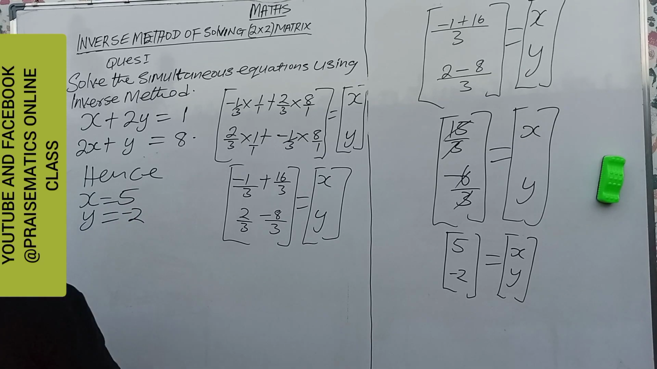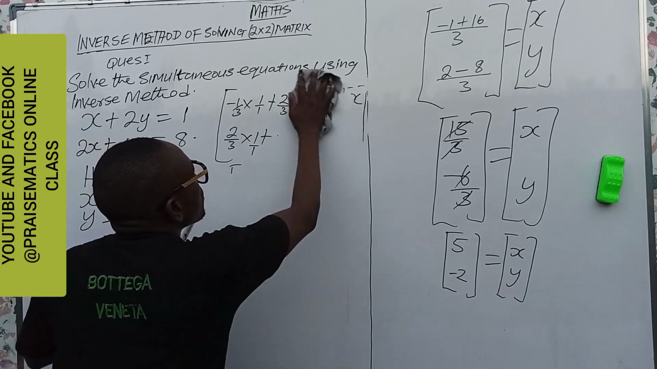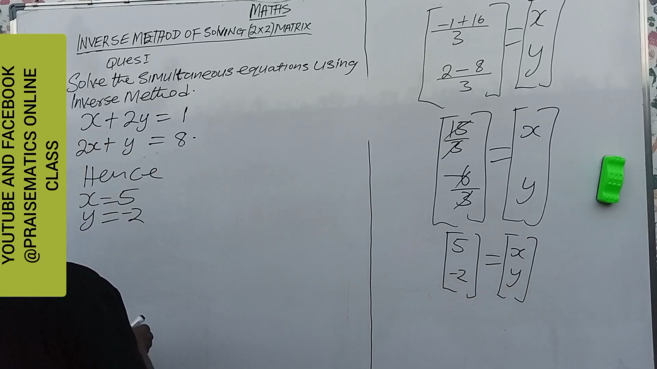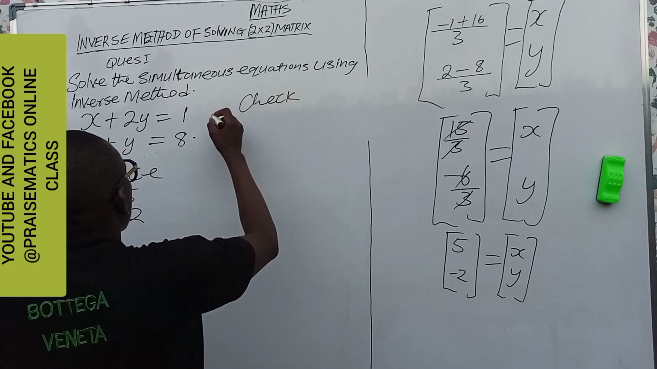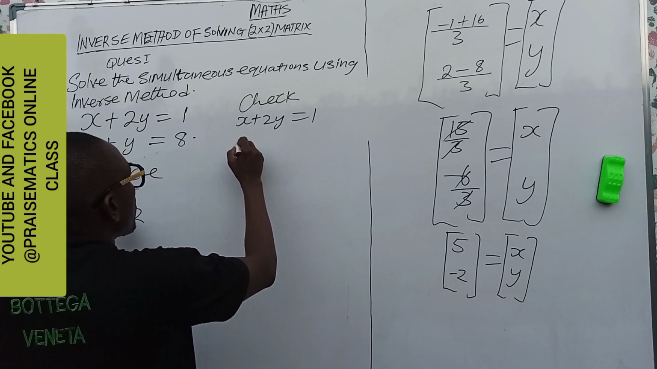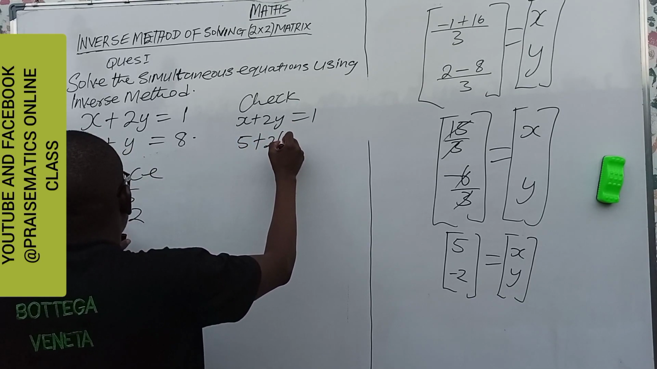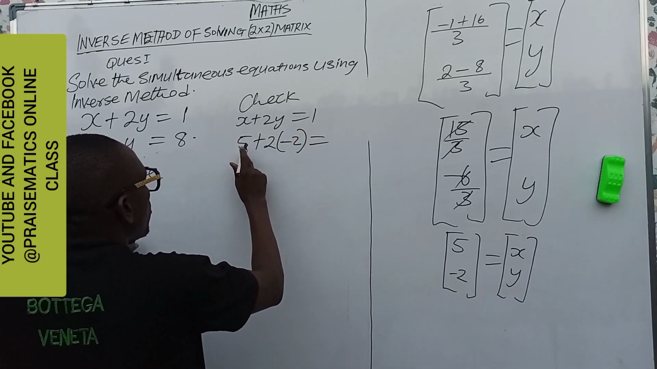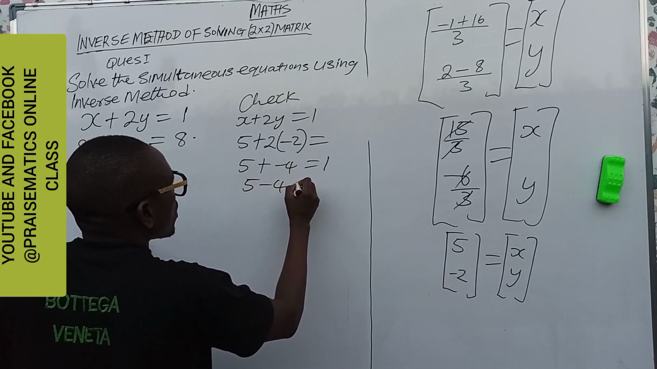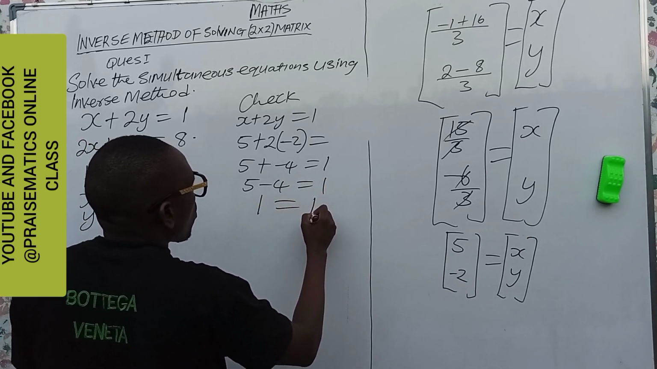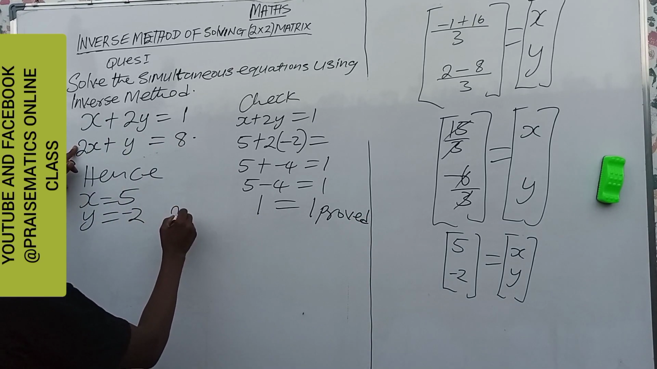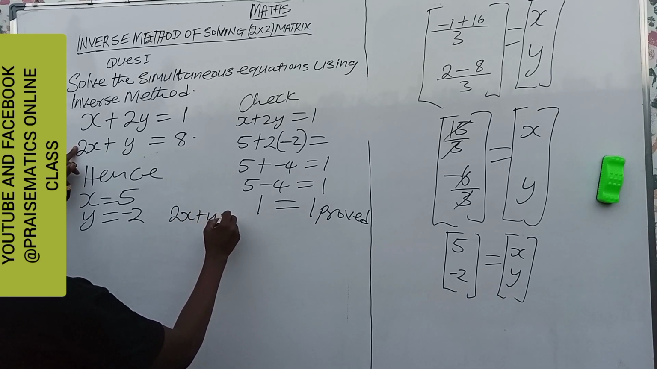So that is how to do it. If you want to check, you can do a check. Finally, our answer is that X is equal to 5, Y is equal to minus 2. Let's check. From equation 1, we have X plus 2Y. Is it equal to 1? When X is 5, we have 5 plus 2 times minus 2, which is 5 plus minus 4. This means 5 minus 4 is equal to 1, which means 1 is equal to 1. Proved.